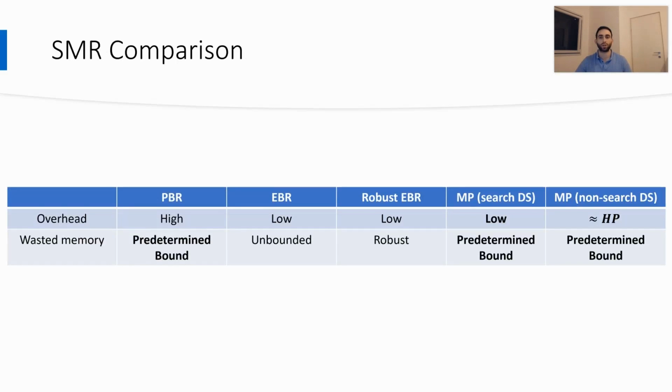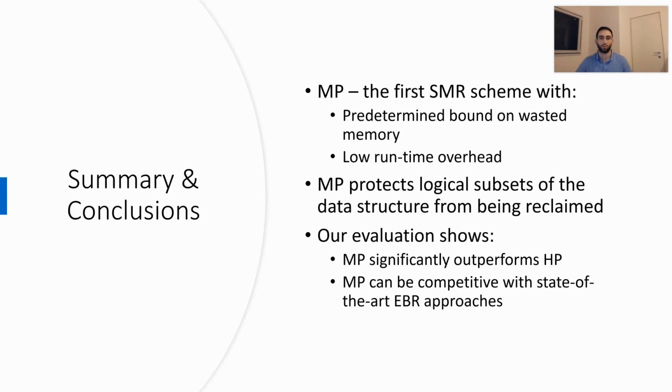And for search data structures, MP is the only scheme that provides a predetermined bound on wasted memory and imposes low runtime overhead. However, for non-search data structures, the overhead of MP is similar to HP. So let's wrap it up.